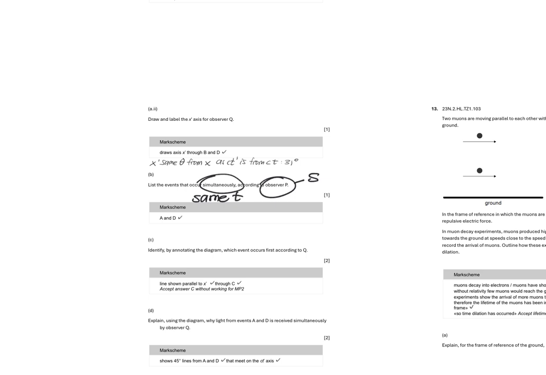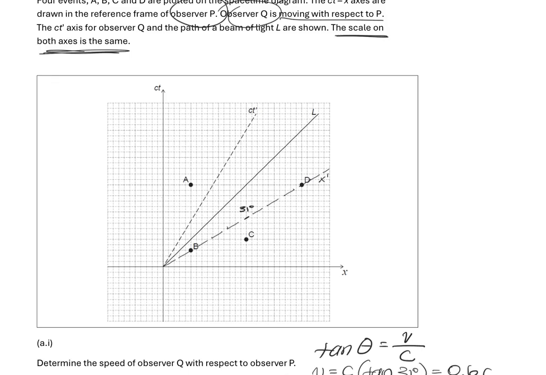All right, now for b. 12b says, list the events that occur simultaneously according to observer P, which is in frame S. Simultaneous would be same time. Let's look at the graph. So we're looking at the x and CT axes. So A and D would need to be on the same line on the CT axis to happen simultaneously at the same time according to frame S. There it is, same time, A and D. But that's according to S, not S prime. Or in other words, it's according to observer P, not observer Q.